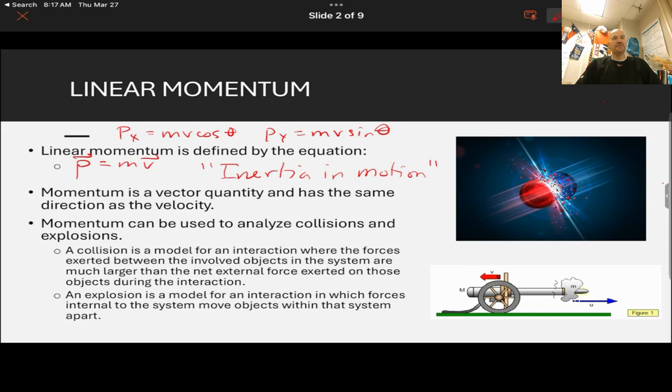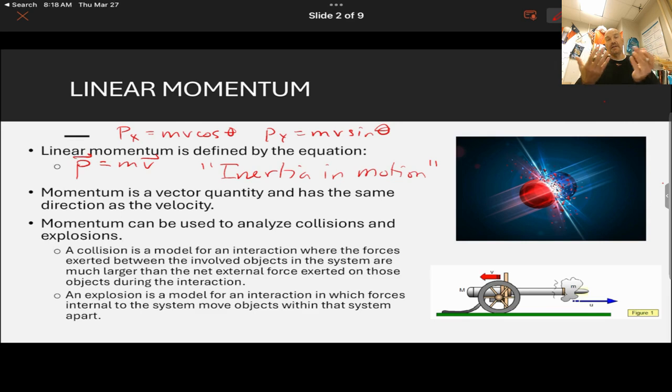Here are the definitions of the two. A collision is a model of interaction where the forces between the involved objects in the system are much larger than the net external force exerted on them during the interaction. An explosion is a model of an interaction in which forces internal to the system move objects within that system apart.